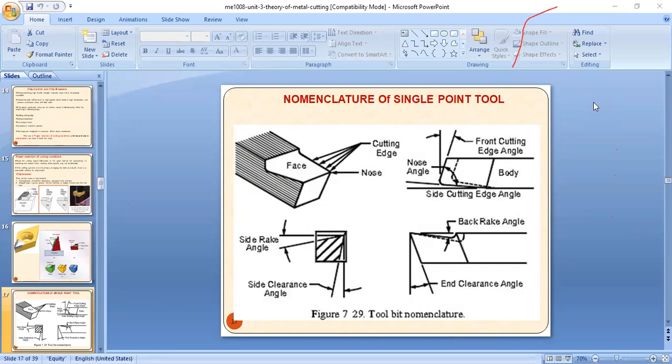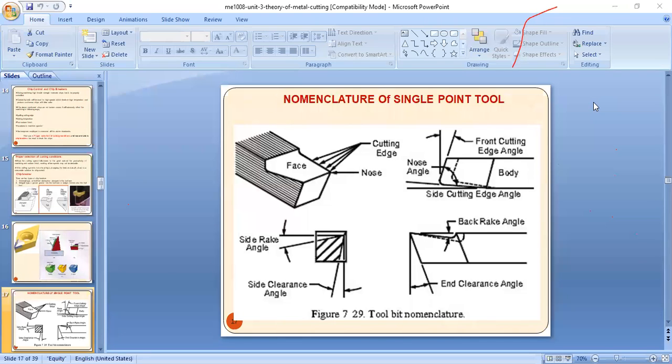And when the slope is towards the side of the tool, it is known as the side rake angle. Side rake angle. So all that you have to see.